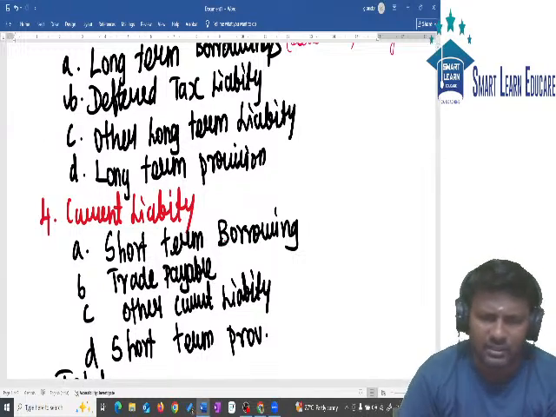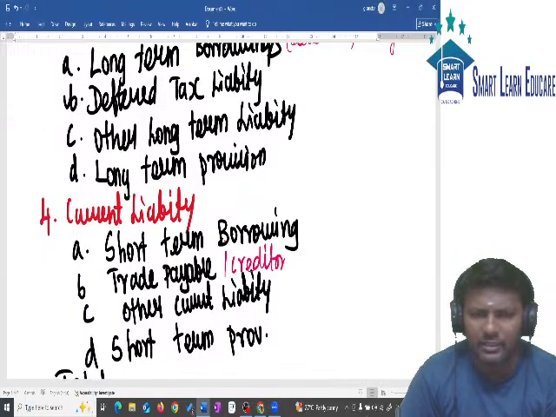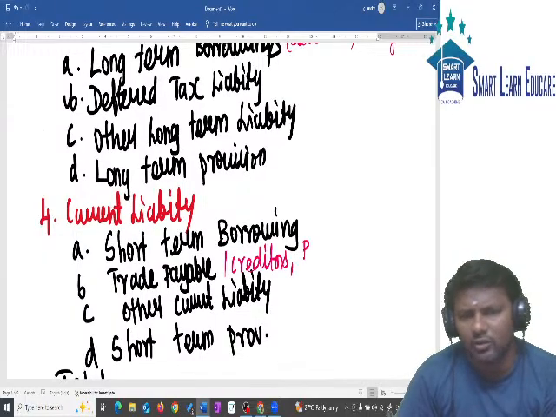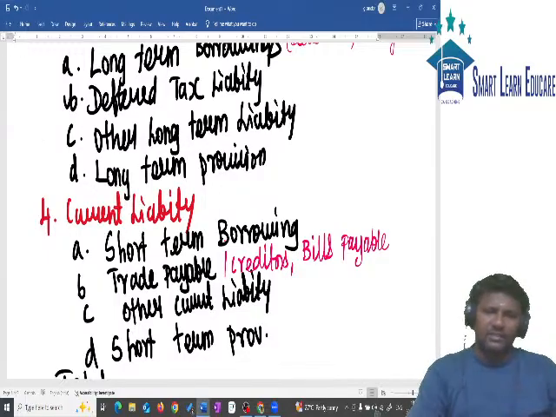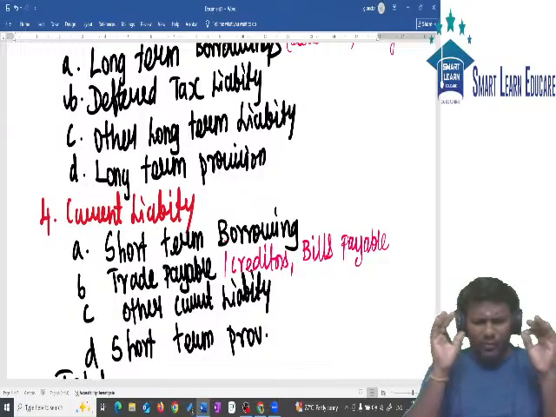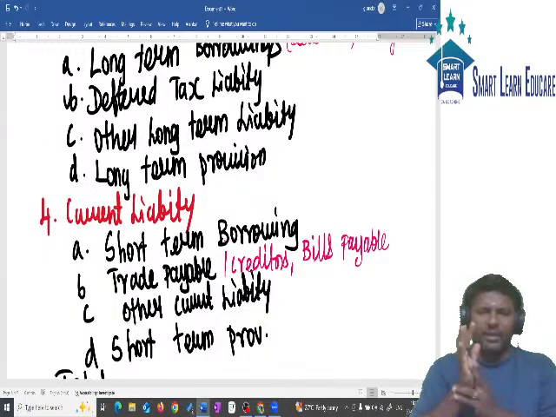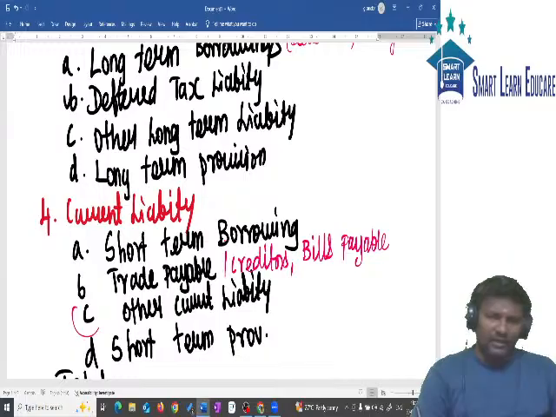Trade payables is nothing but creditors. Also, bills payable will come under trade payables. The term payables does not include only creditors, it includes bills payable also. What is the most important thing in the liability side? This is other current liability.